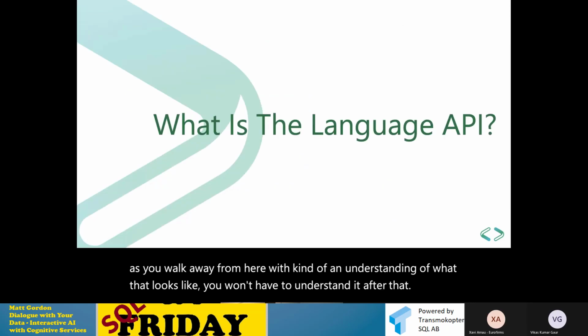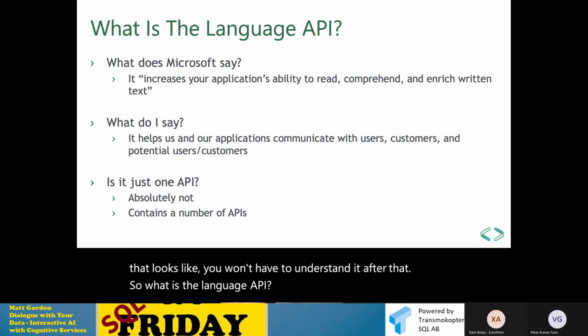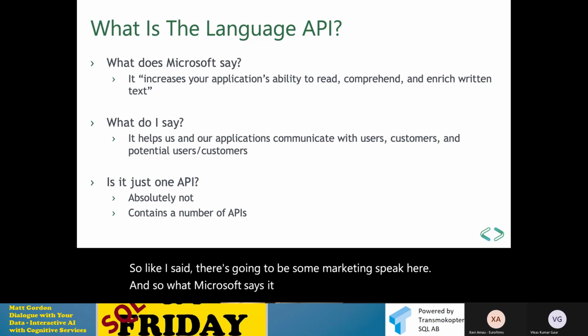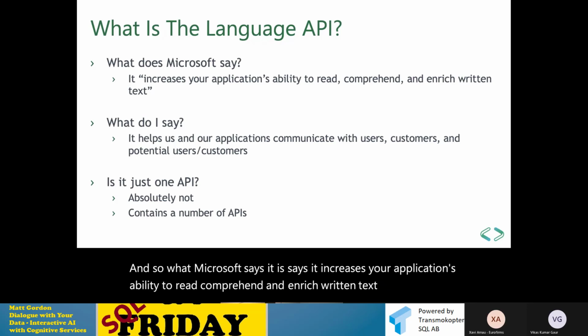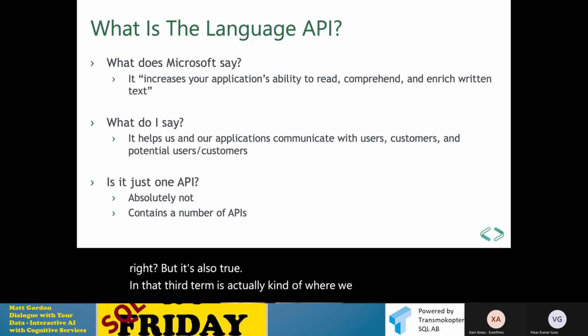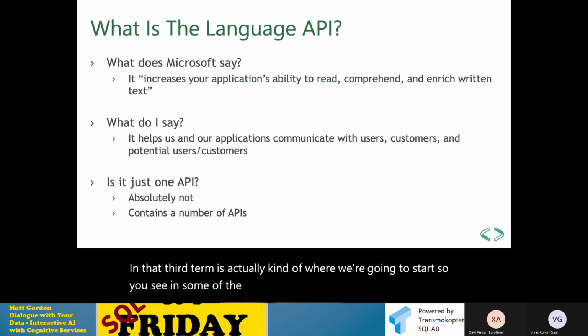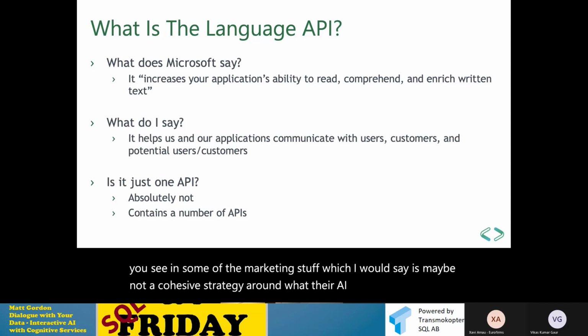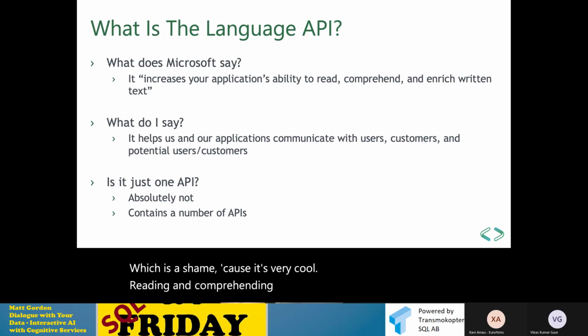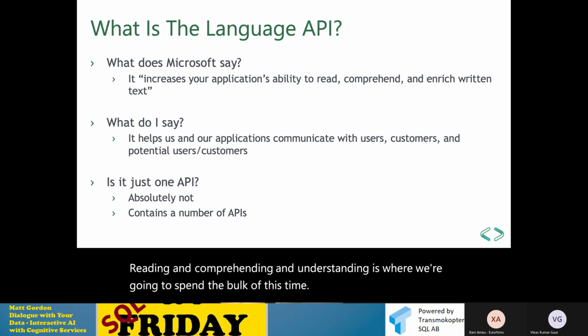So what is the language API? Like I said, there's going to be some marketing speak here. What Microsoft says is it increases your application's ability to read, comprehend, and enrich written text. Pretty bland, right? But it's also true. And that third term is actually kind of where we're going to start. You see in some of the marketing stuff, which I would say is maybe not a cohesive strategy around what their AI stuff does, which is a shame because it's very cool. Reading and comprehending and understanding is where we're going to spend the bulk of this time. Enriching is where we're going to go first.